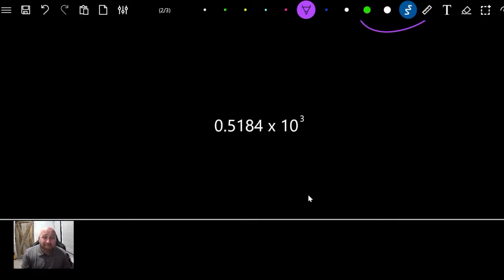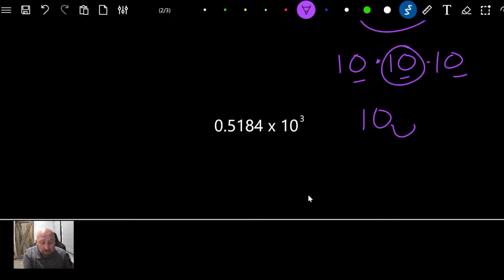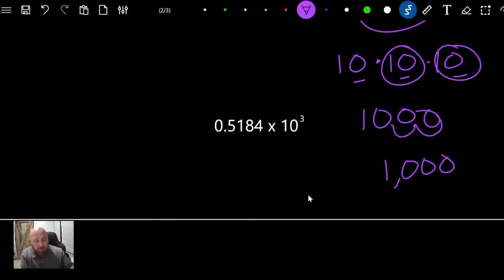Let's do another one. This one has a multiple of 10, right? It's 10 cubed. 10 to the third power is 10 cubed. What does that mean? It means 10 times 10 times 10. What is 10 times 10 times 10? Well, one way that you could do it is just by multiplying by multiples of 10. So you move the decimal one place for this 10 and one place for this 10. So you're going to have 1,000. That's one way that you could do it, okay?